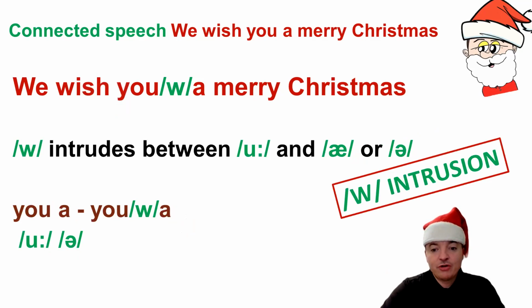Okay, then we have the intrusion. So remember the w sound intrudes between oo and a, or oo and the schwa. So you a, you. We wish you, we wish you. We wish you a Merry Christmas.